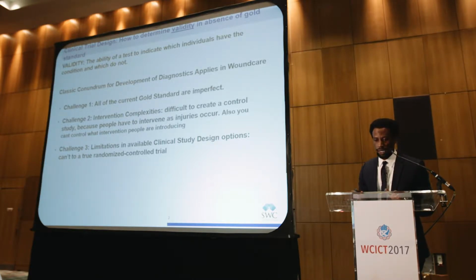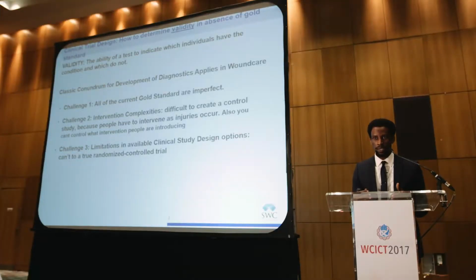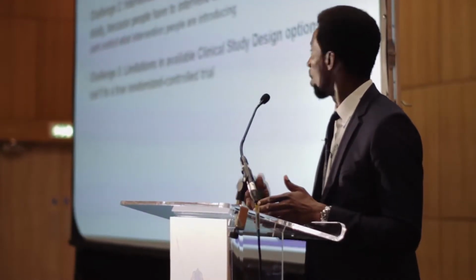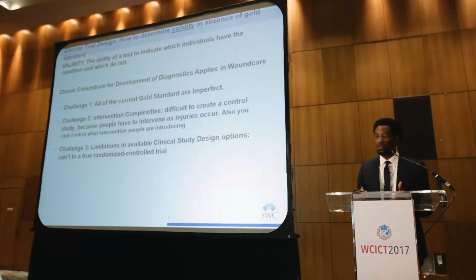The classic conundrum is looking at the gold standards. But ultimately, the real challenge is no one really wants to participate in a true double-blind study where they're at risk for developing pressure ulcers without us actually intervening. And intervention is the big deal, because ultimately we want to make sure that we're intervening along the way as patients are at risk for developing pressure ulcers. So this creates the third challenge, which is really a limitation in clinical design. What can we really do to honestly be able to validate the specificity and sensitivity of the machine?